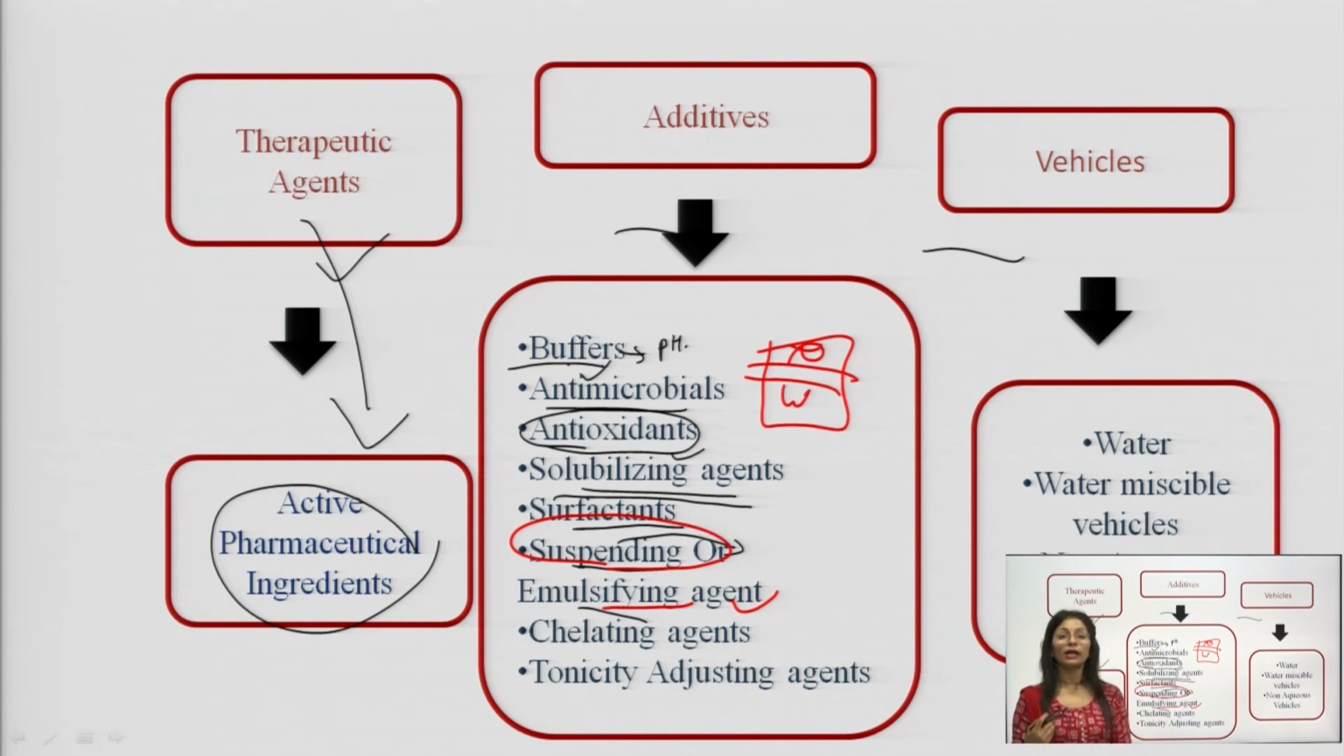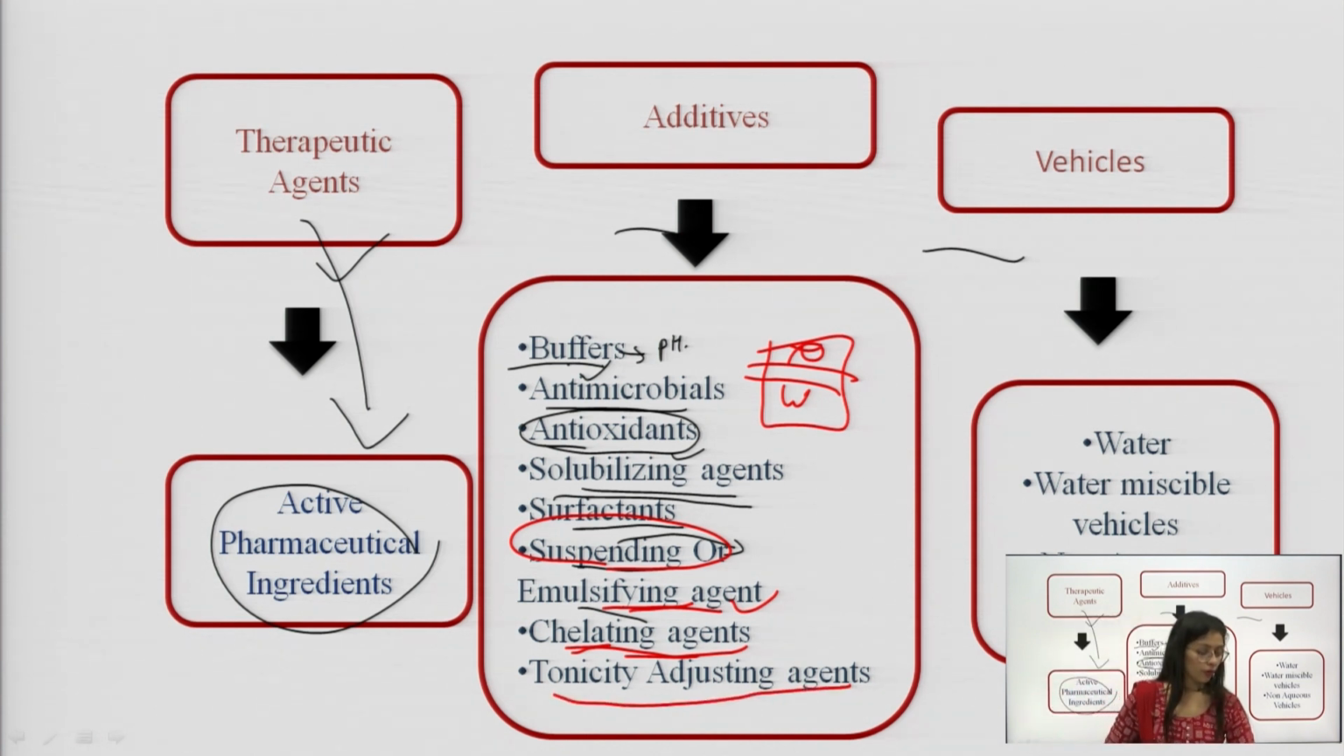If they are separated, it cannot be incorporated normally inside the systemic circulation. So for them, emulsifying agents are added. Chelating agents, as I told you, if we have to expel ferrous particles or any trace elements from our formulation, we can go for a chelating agent. An example is EDTA, ethylenediaminetetraacetic acid. Then tonicity adjusting agents. Okay, this is what it is all about.